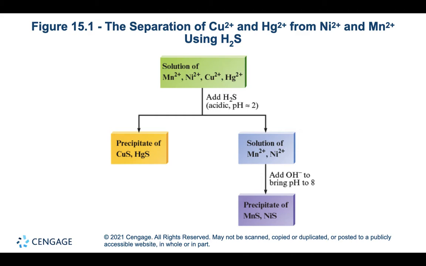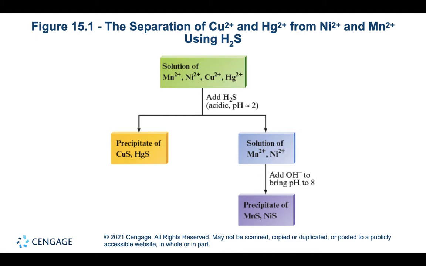This would be how you would separate copper 2+, mercury 2+, nickel 2+, and manganese 2+. So let's say you have these 4 ions and you want to separate them into 2 groups. You want to get your copper and your mercury separated out from your manganese and your nickel. What you can do is add the molecule hydrogen sulfide, H2S. So H2S would be acidic. It would have a pH around 2, because H2S is going to break up into H+ and HS minus, and then the HS minus is going to break up into H+ and S 2 minus.